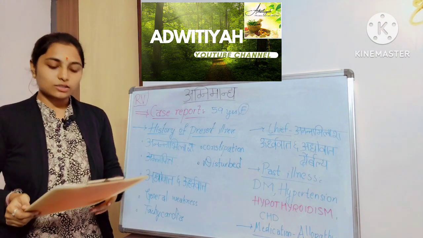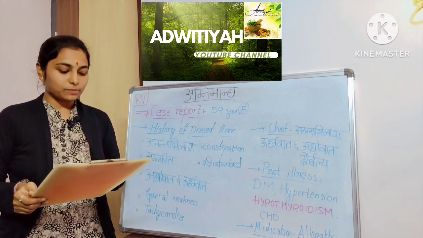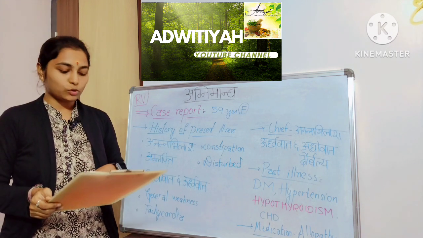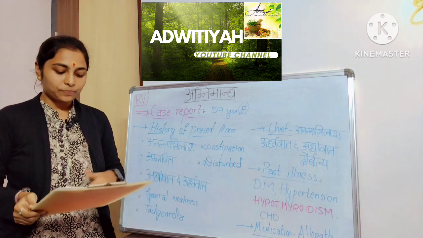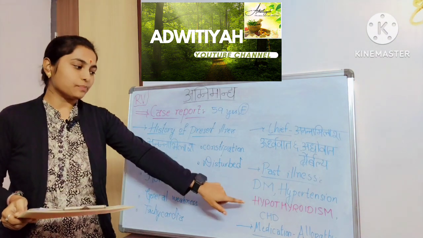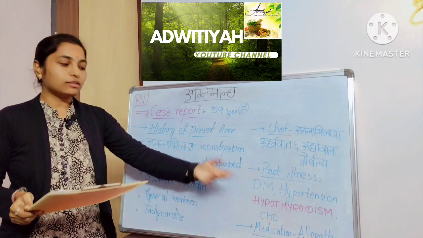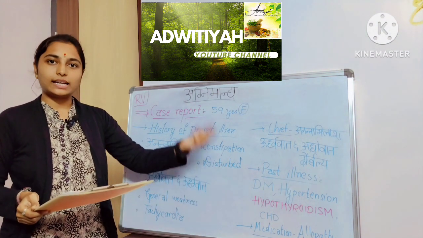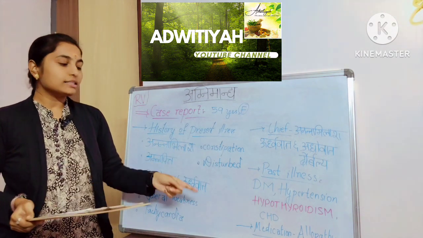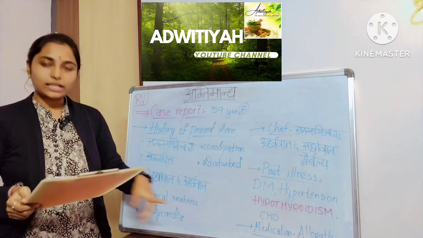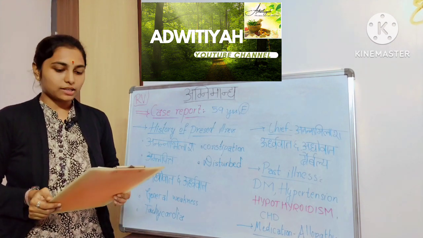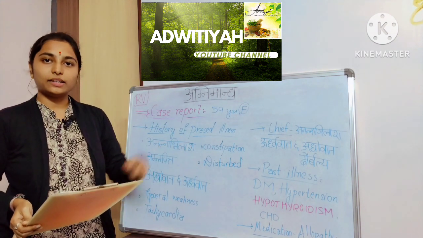The past illness of the patient was, she was a constant patient of diabetes mellitus type 2 and hypertension, as she had the tachycardia. And then hypothyroidism. This is the major cause. What this was the major cause for, I'll say at the end of the video. And then CHD, she was suffering from coronary heart disease, and the medication which she had taken was allopathic medicine. So these problems had recurred to her.